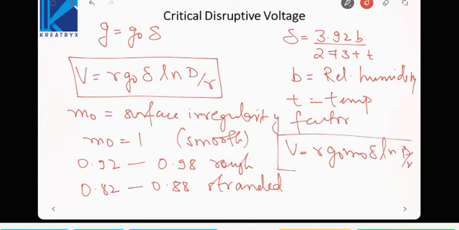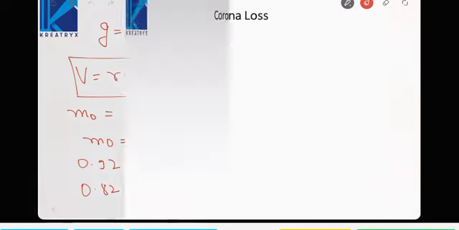So this will be your critical disruptive voltage above which the corona can be observed. And remember, this is your phase voltage. As the surface gets rougher, m naught will reduce, and as m naught reduces, the critical disruptive voltage will go down. The critical disruptive voltage decreasing means that corona can be observed at a lower voltage as compared to the earlier voltage. So that is your critical disruptive voltage.